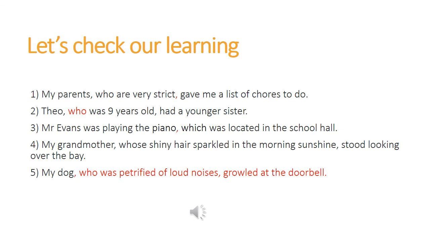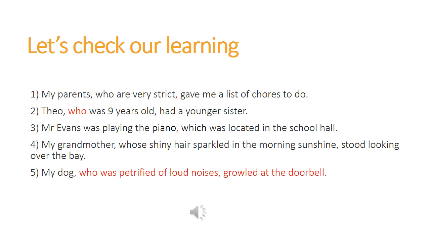Sentence number 2 is incorrect. This time I have remembered to use a pair of commas as it's embedded, but which is the wrong relative pronoun? Because my subject is a person, Theo, I need to use the pronoun who. So Theo, comma, who was 9 years old, comma, had a younger sister.